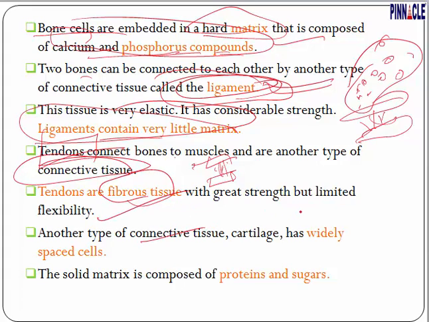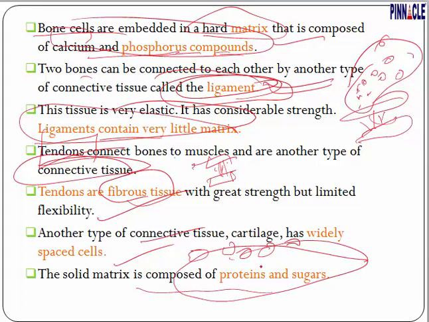Another type of connective tissue, cartilage, has widely spaced cells. The solid matrix is composed of protein and sugar. This is important.